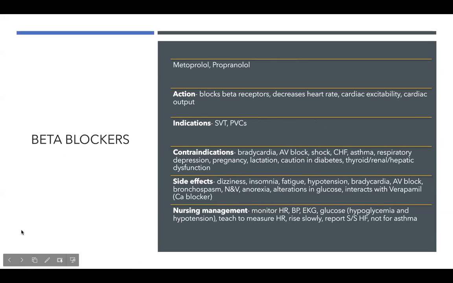When it comes to beta blockers, this is going to be your metoprolol and propranolol. It's easy to remember them through the -lol ending. So the action is blocking the beta receptors, and it works to decrease your heart rate, cardiac excitability, and the cardiac output. So some indications are SVT and PVCs.